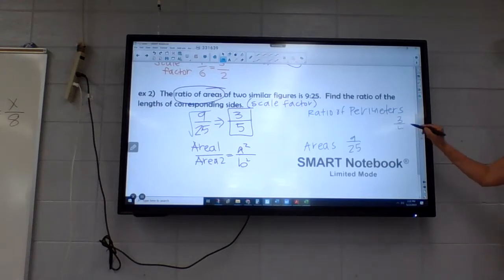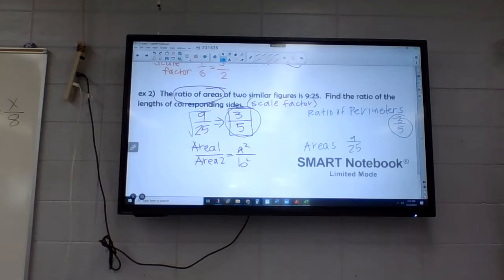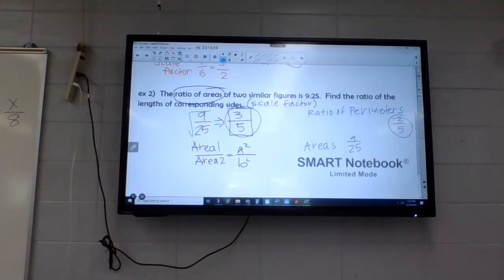3 to 5. Whatever the scale factor is, that's always going to be the same as the ratio of the perimeters. And then the areas is always when you take that and square it. Does that make sense? It's getting better? Okay. All right.